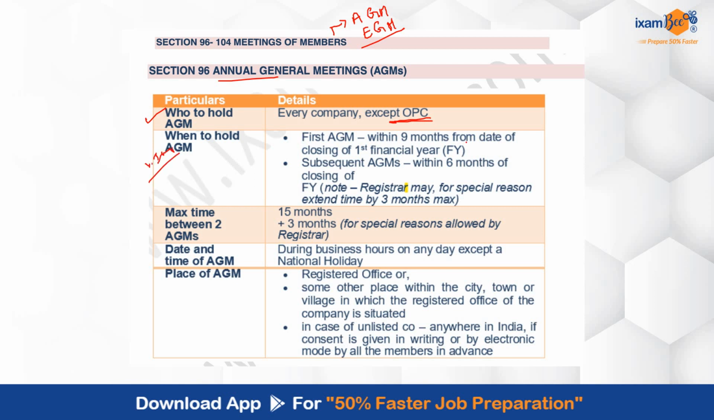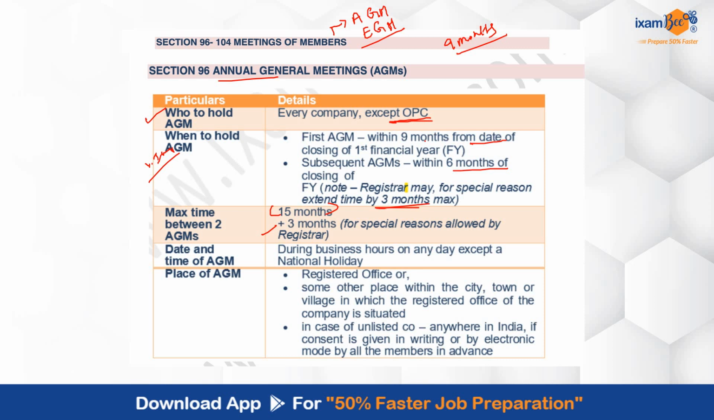If we talk about that, the first AGM has to be held within 9 months from the date of closing of the first financial year, and any subsequent AGMs will be held within 6 months of the closing. Here the ROC can provide an extension of 3 months if satisfied with the reasons and all. The maximum gap between two AGMs will be 15 months. Here again a relaxation of 3 months is provided.